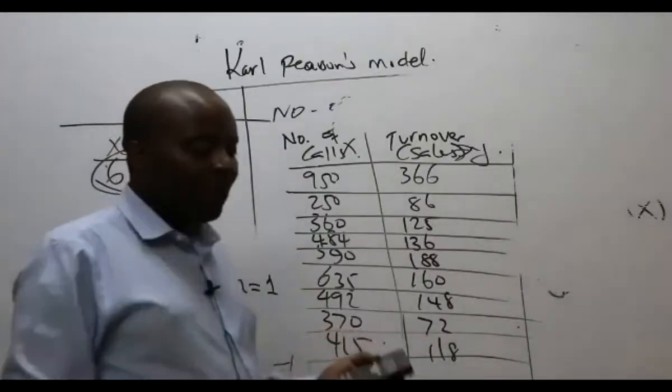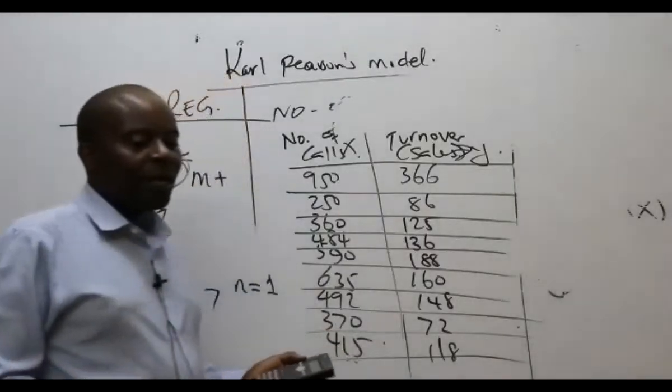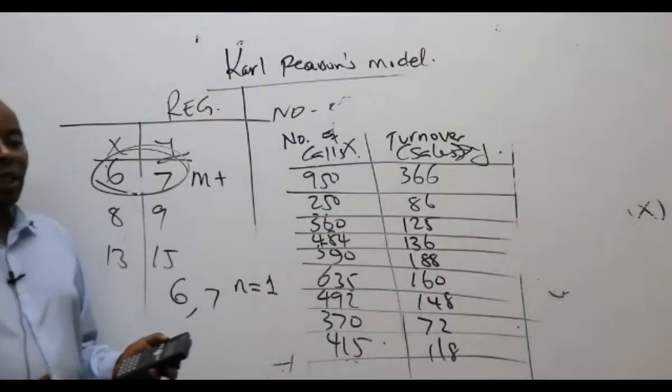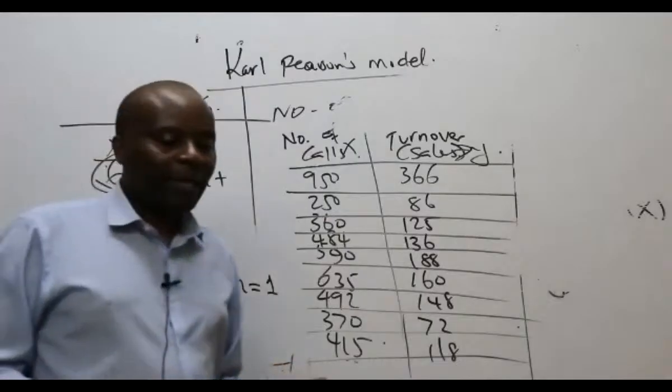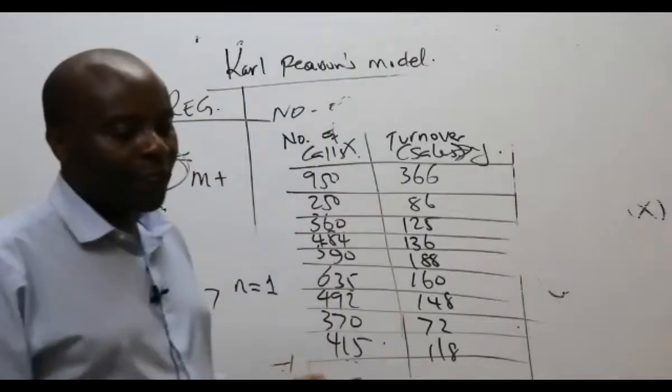13, 15. Then you say M plus. What are you able to see there? M plus. It says N equals 3.